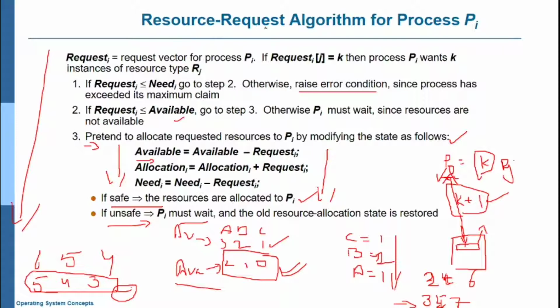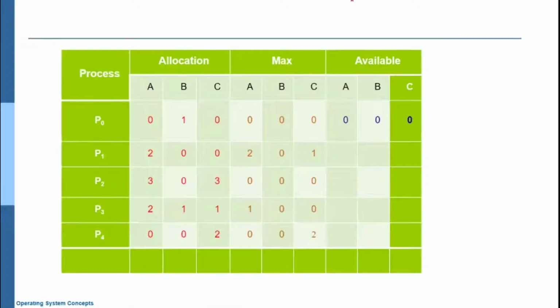So this is the resource request algorithm for process Pi. We will solve some problems so that you come across this algorithm very clearly. We will go through some of the problems in the next coming slides.